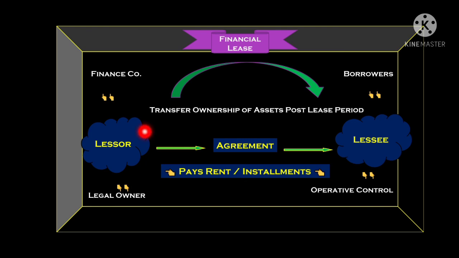The lessor would transfer the ownership of the asset. Asset here means it can be a machinery, it can be anything, right? So here the lessor would transfer the ownership of that asset to the lessee. Now when will it transfer? Post that lease period is over as per the agreement, right? So once the lease period is over, the lessor will transfer the ownership of that asset to the lessee, and the lessee will pay the rent or installment as per the agreement.